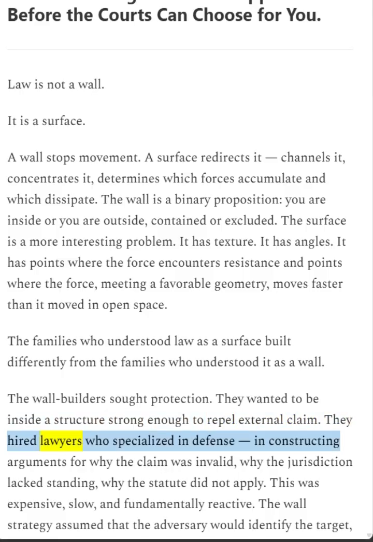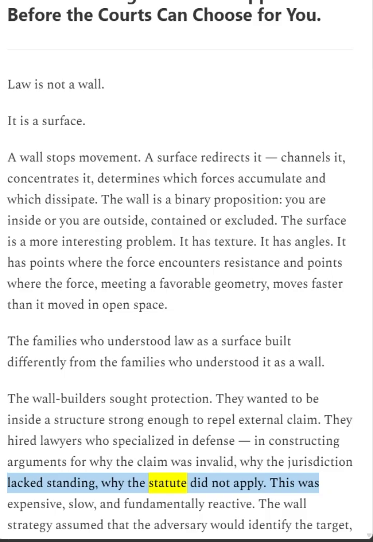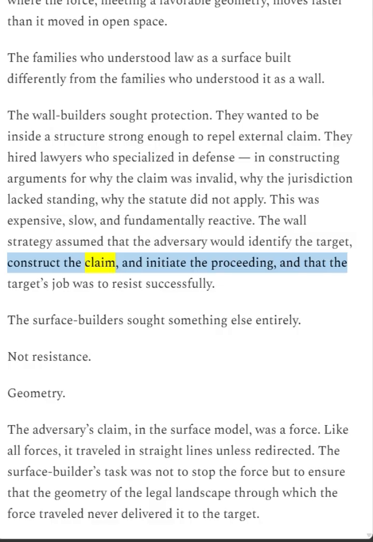They hired lawyers who specialized in defense, in constructing arguments for why the claim was invalid, why the jurisdiction lacked standing, why the statute did not apply. This was expensive, slow, and fundamentally reactive. The wall strategy assumed that the adversary would identify the target, construct the claim, and initiate the proceeding, and that the target's job was to resist successfully.